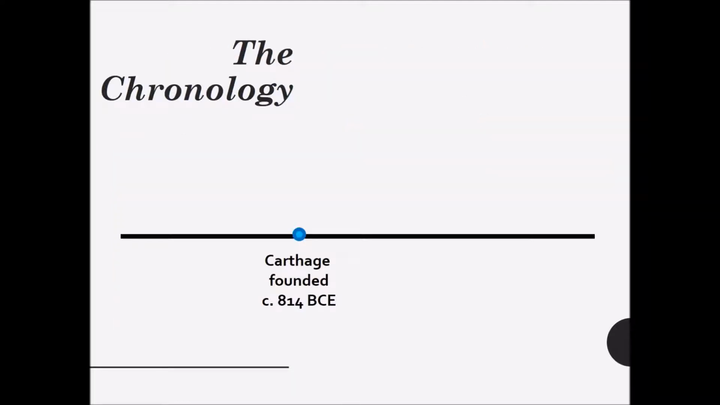We do have a slight issue with the chronology according to Virgil as he's trying to explain the eons of hatred between Rome and Carthage, and that's if we take into account the archaeology. Carthage, from an archaeological standpoint, was founded sometime around 814 BCE. And Aeneas, we know from the story in Virgil, comes to Carthage just after it's founded.